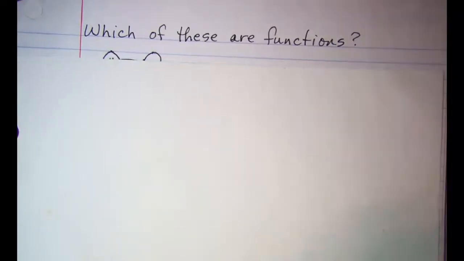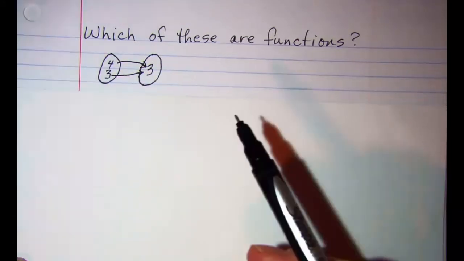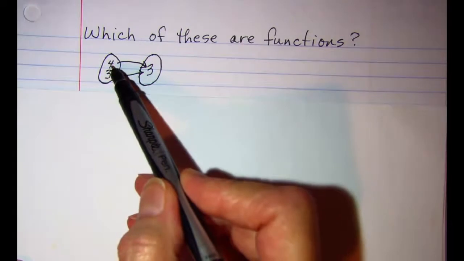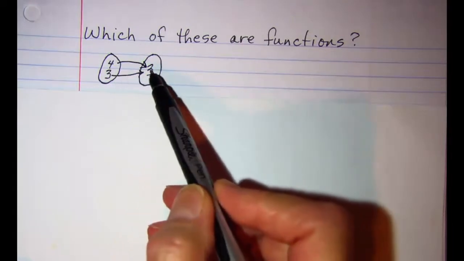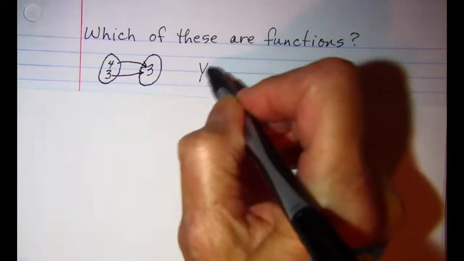So let's look at some relations and decide whether they are functions or not. On this one, we have a mapping of 4 onto 3 and then 3 onto 3. So yes, this is a function.